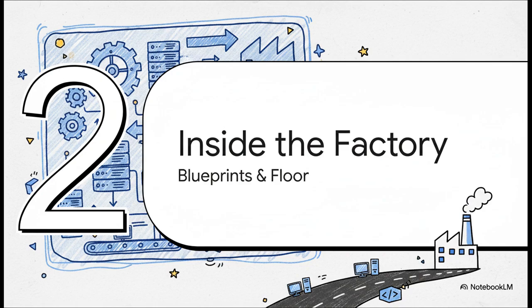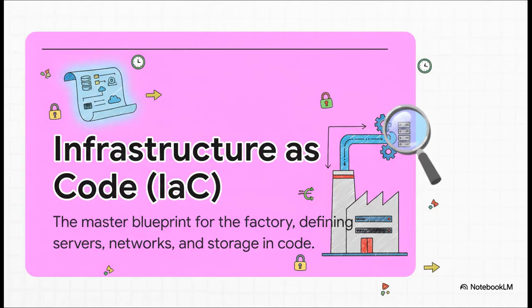All right, let's pull back the curtain and take a little tour. Every amazing factory really needs two things. You've got your master blueprints that show how it's all put together, and then you have the automated factory floor where all the action happens. And guess what? It's the exact same for us. We're going to start with the blueprints. In our world, we call this infrastructure as code, or IAC.